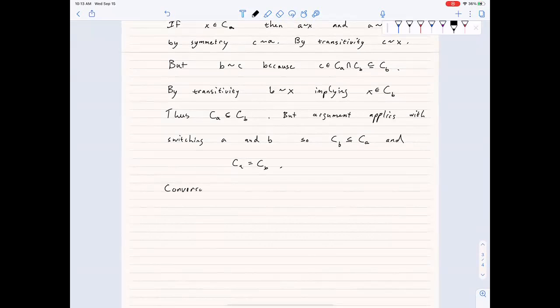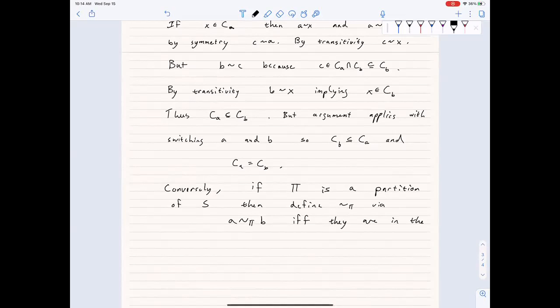Conversely, if I is a partition of S, then define, I'll call it tilde sub pi. I'll say two things are related: A is related to B if and only if they are in the same subset.